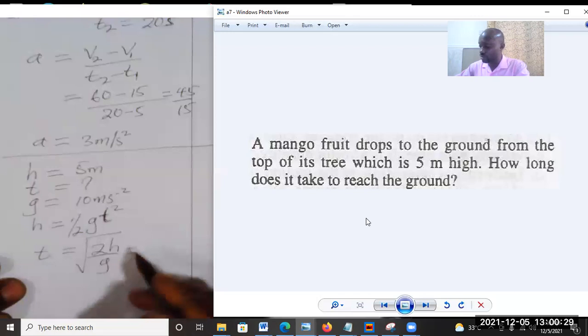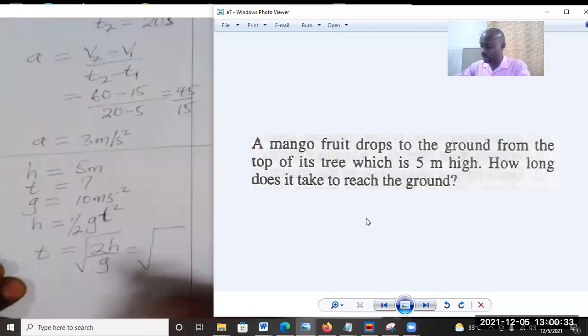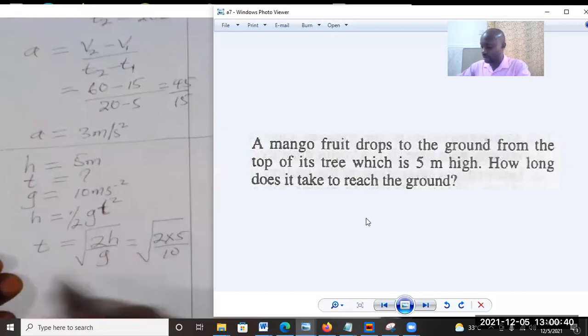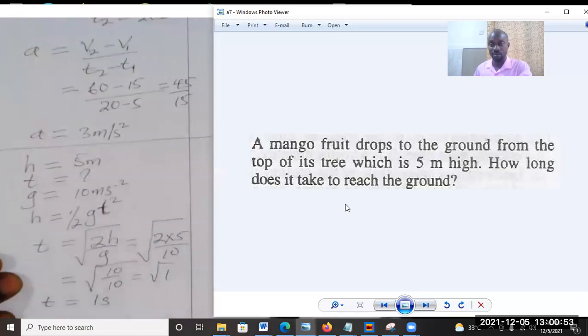We substitute these values here. 2h is 2 times 5, then g is 10. That will give us the square root of 10 over 10. That is the square root of 1. So T is 1 second. T is 1 second in this question. So that's how long it takes to reach. It takes 1 second to reach the ground.